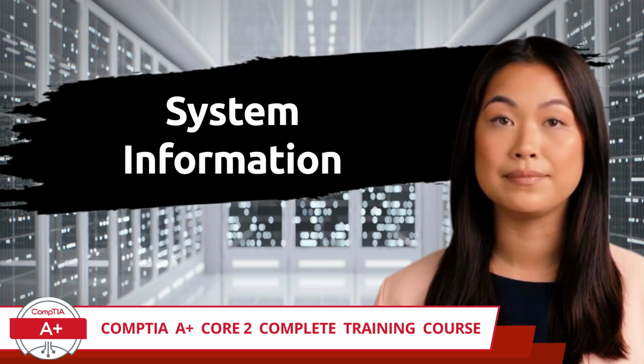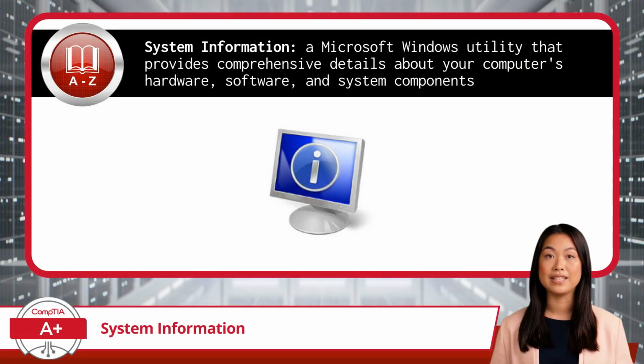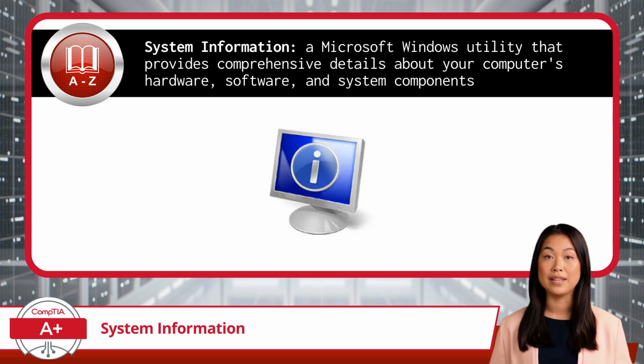System information. System Information is a Microsoft Windows utility that provides comprehensive details about your computer's hardware, software, and system components. This tool assists in understanding the overall configuration of your system. Think of System Information as the encyclopedia of your computer. It gathers and displays information on everything from your operating system version and hardware resources to software environments and network settings. Whether you're troubleshooting a problem, planning an upgrade, or just curious about your system specs, this utility gives you the details you need.